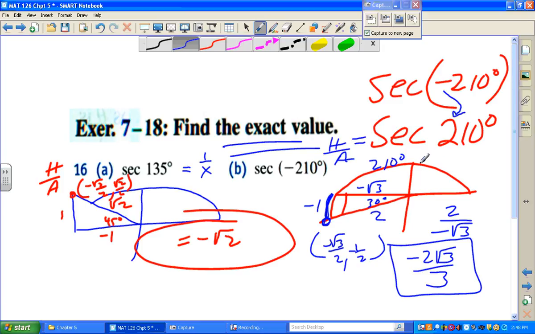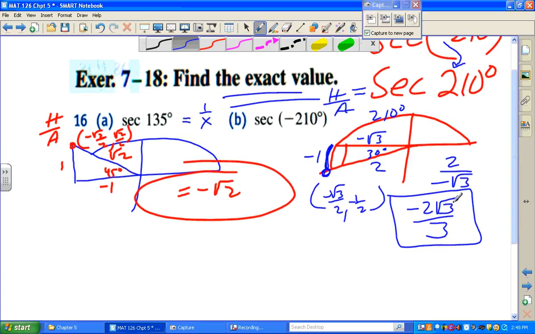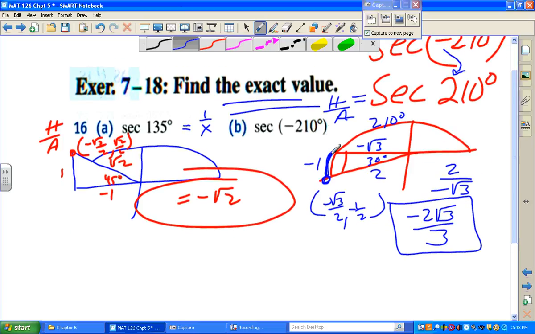You just look at the unit circle and flip it? Yep. How far past 180 is 210? You always go either to 180 or 360. Okay? You always go back to the x-axis.